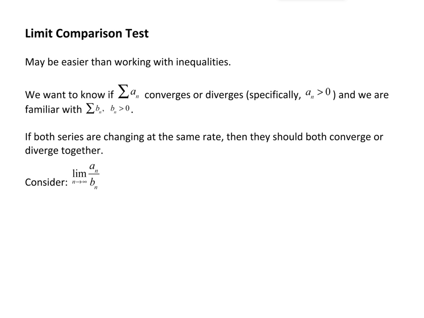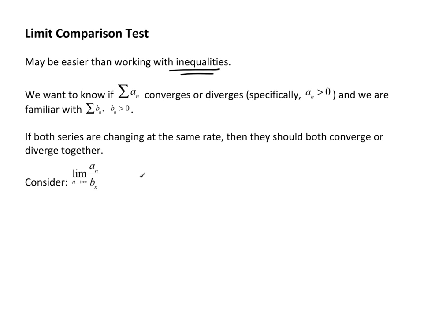Let's take a look at what's known as a limit comparison test. This is very similar to the ratio test in some ways. The idea here is that this particular test may actually be easier than working with these inequalities, because on the direct comparison test I had to work out these inequalities, and sometimes those can be pretty messy.